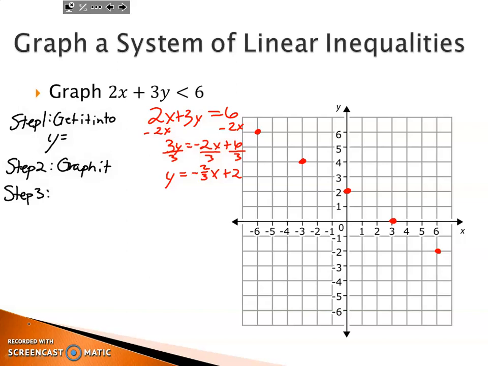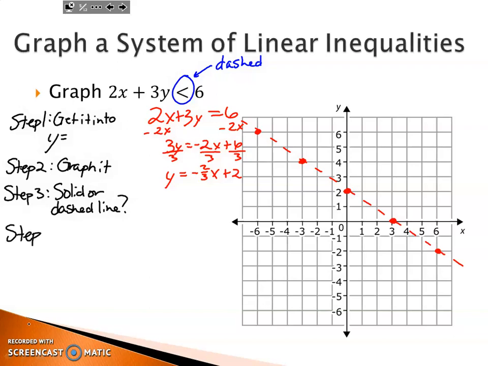But I need to determine when I graph it, is it a solid or a dashed line? What kind is it? So I'm going to look up here. Is this going to give me a dashed or a solid line? Am I including it, meaning I need a solid line, or am I not including it, meaning I need a dashed line? That should give us a dashed line. So when I draw my line between these, I'm going to make sure that I make that dashed.